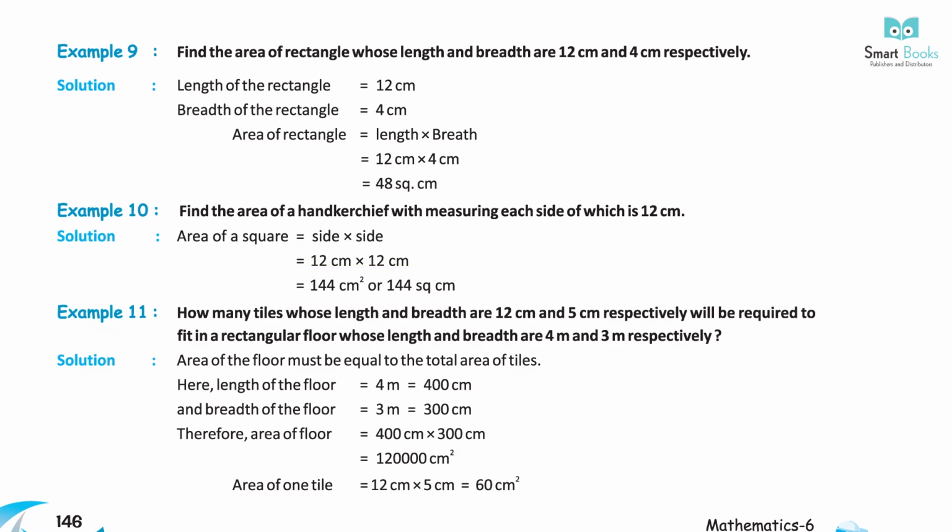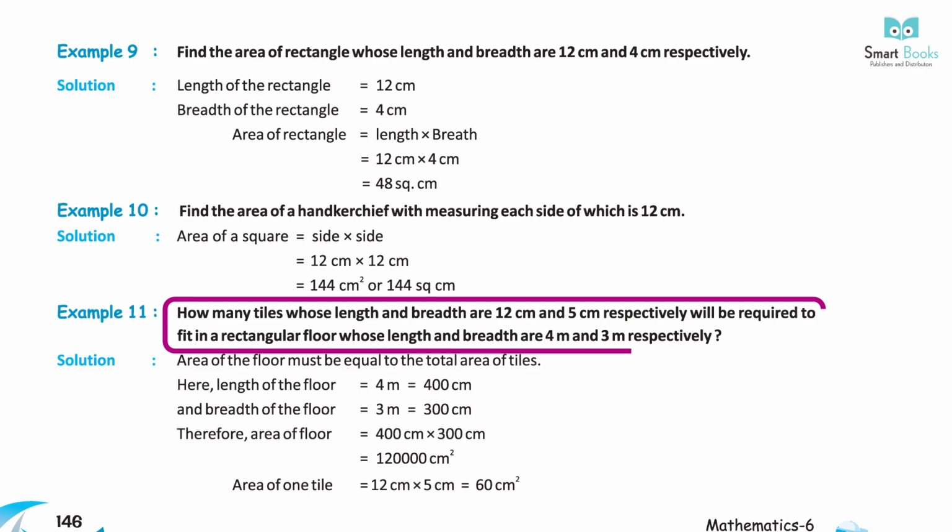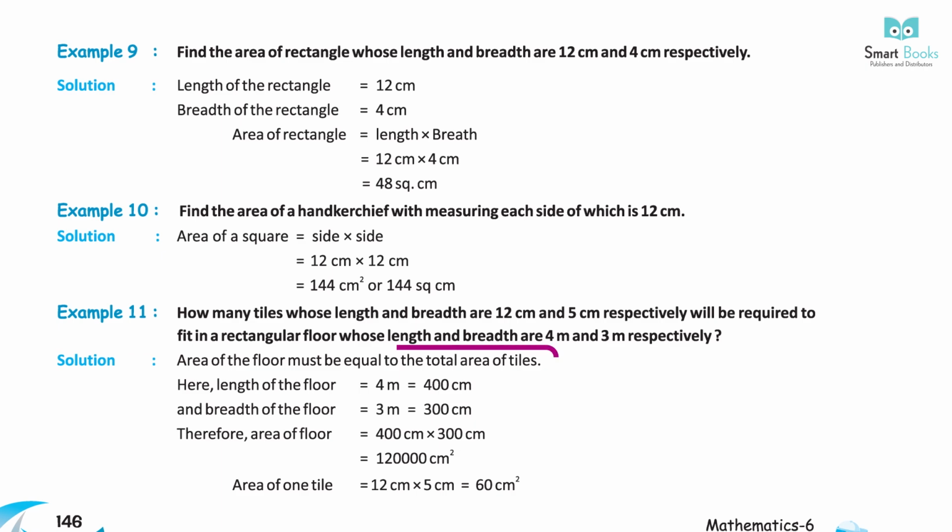Example 11. How many tiles whose length and breadth are 12 cm and 5 cm respectively will be required to fit in a rectangular floor whose length and breadth are 4 meter and 3 meter respectively? Solution: area of the floor must be equal to the total area of tiles. Here, length of the floor is equal to 4 meter, which equals 400 centimeter. And breadth of the floor is equal to 3 meter, which equals 300 centimeter.